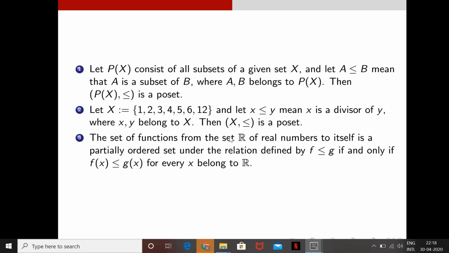The set of functions from the set R of real numbers to itself is a partially ordered set under the relation defined by f ≤ g if and only if f(x) ≤ g(x) for every x belonging to R. These are quite simple examples. You can go through them again if you want to.